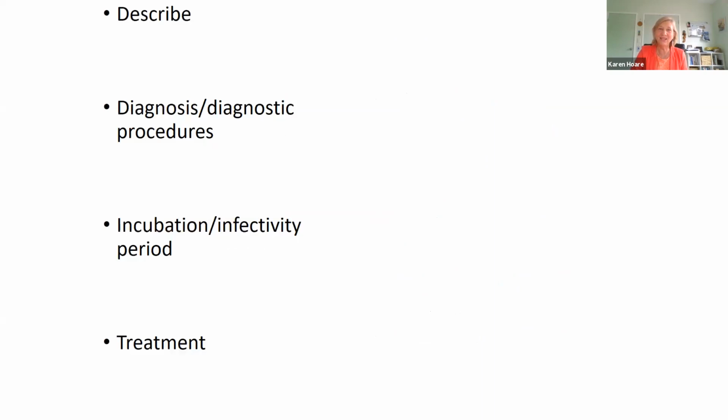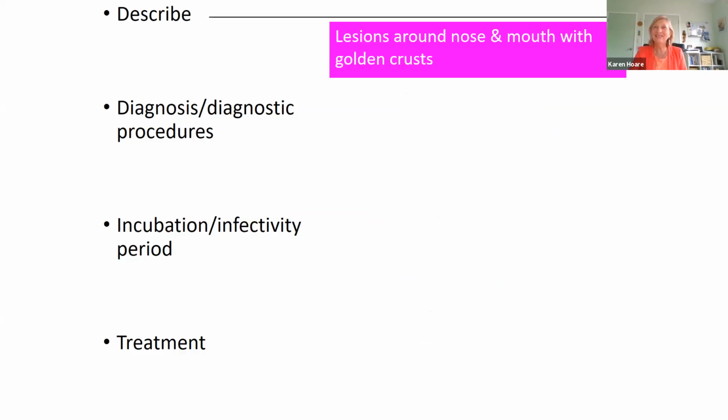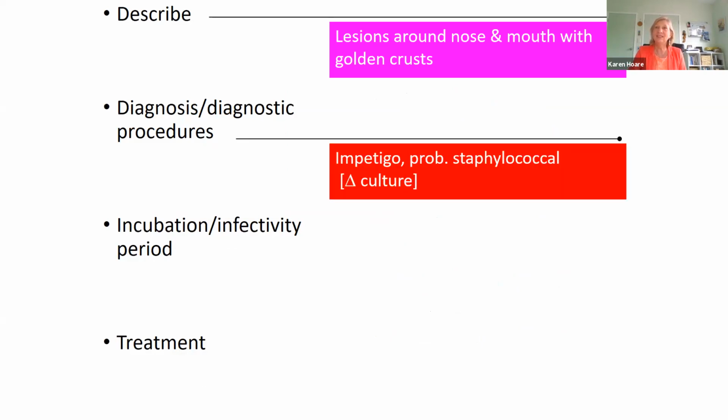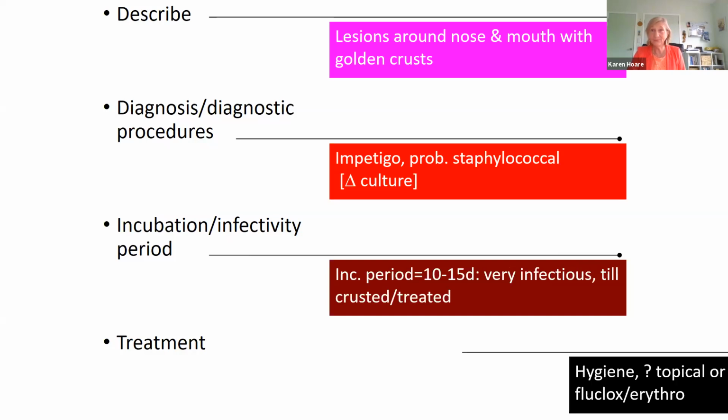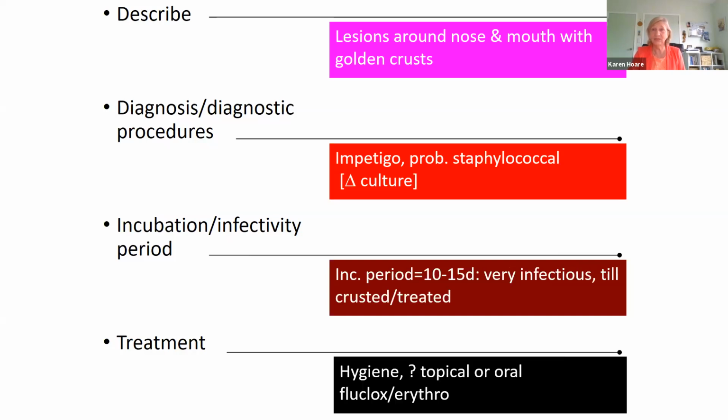And we see them like that, don't we, in primary care. So lesions around nose and mouth with golden crusts, impetigo, probably staphylococcal. We do not do cultures for this. We don't do swabs for this. Very infectious. The child needs to be kept off school or daycare until all the crusts have gone.